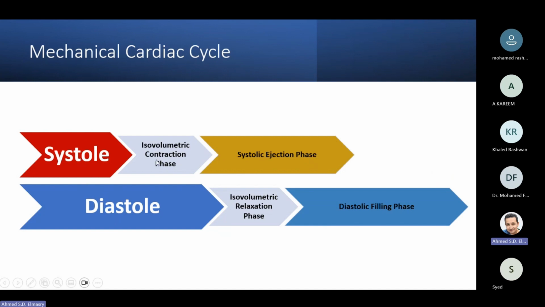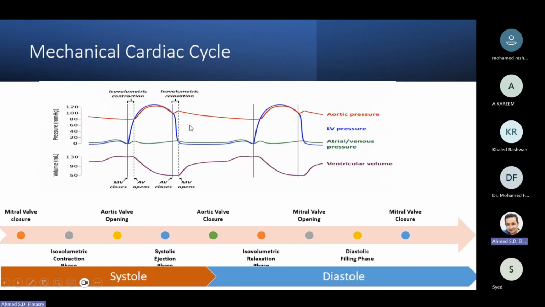There is a systole and a diastole. There are two phases, isovolumetric contraction and isovolumetric relaxation, the systolic ejection phase, and the diastolic filling phase. And in the mechanical cardiac cycle, as we see here, you will have a lot of changes in the pressure and volume inside the ventricle throughout the different phases of the cardiac cycle.